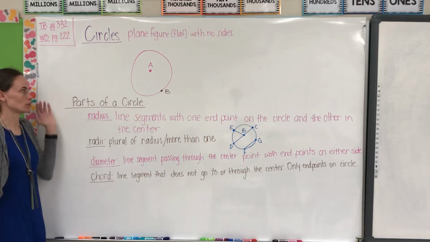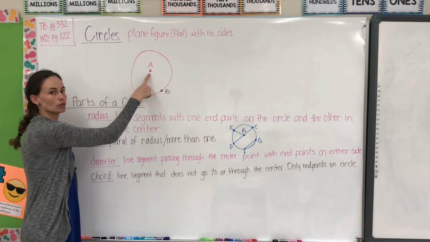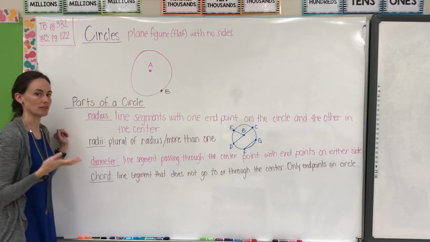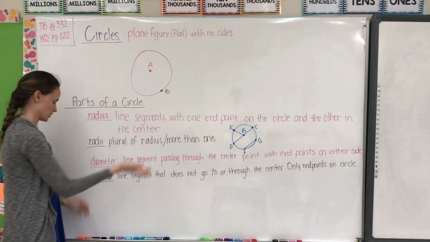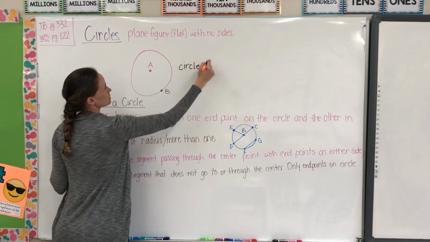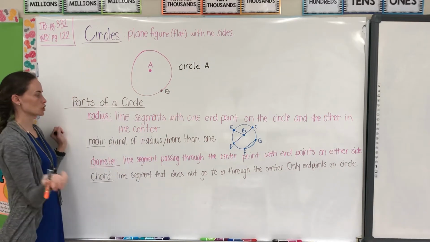So for a circle, the way that you name it is by the point that's in the middle. So this would be circle A, because the one in the middle tells you the name of it. The center is the name of it, so this would be circle A. That's how you identify the circle, the name. Okay, then there's different parts.